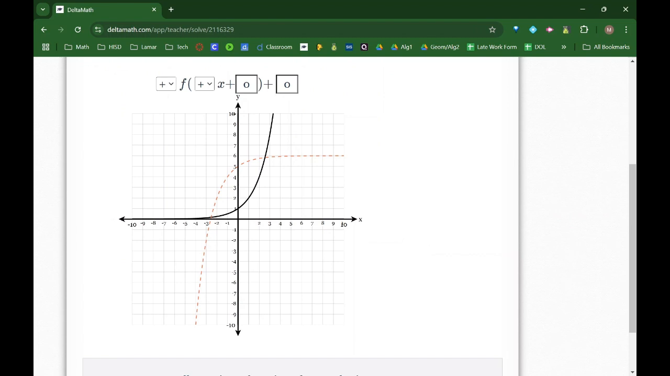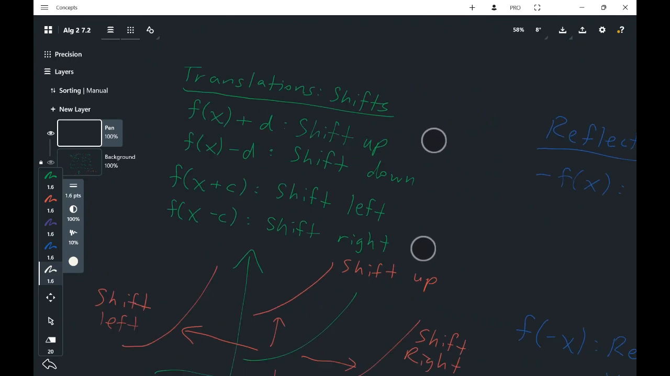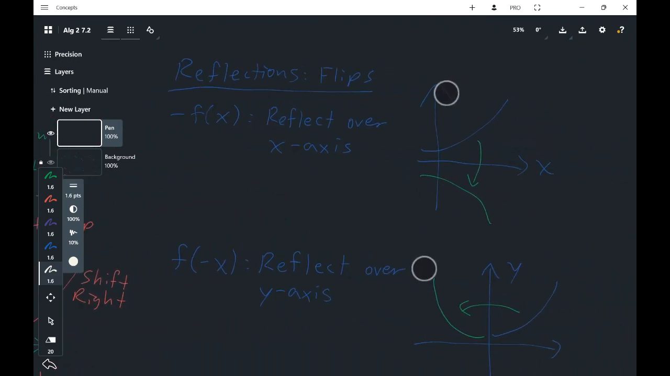Now, to me, this looks like we took this black curve that kind of goes up and we flipped it. So that's a reflection of some sort. And to flip it, to make it look like this orange one, that's a reflection over the x-axis. It's a horizontal, or sorry, a vertical reflection. So I've prepared some notes here. Let's go ahead and find the section here on reflections.